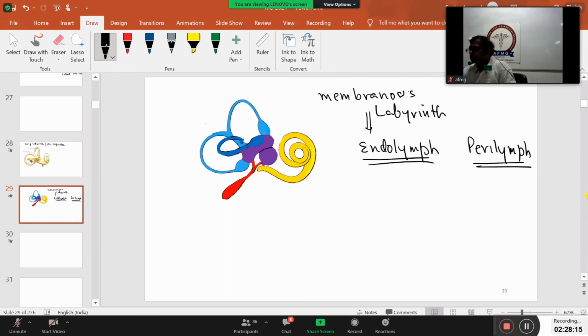And they ask you, what is the main difference between these two fluids of the ear? The main difference is the difference in the main ion. Endolymph has the potassium ion and perilymph has the sodium. This is the main difference.